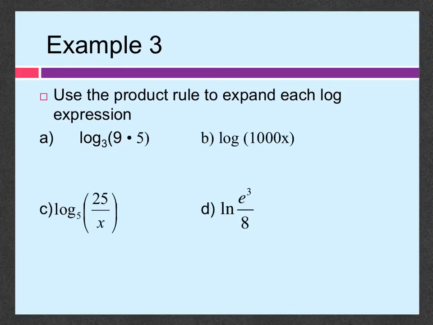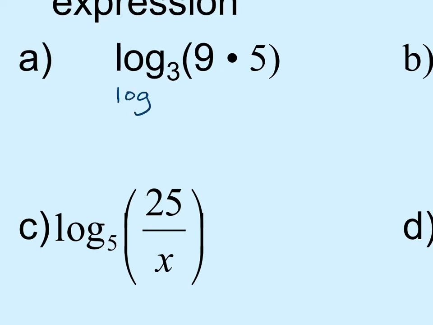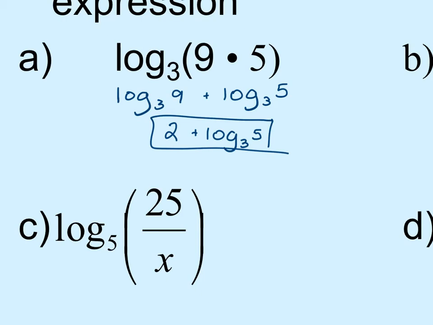All right. Now it says use the product rule to expand each log expression. So if I look at A, I've got log base 3 of 9 times 5. How do I expand when it's multiplication? Addition. This becomes log base 3 of 9 plus log base 3 of 5. Is there something there that can be reduced or simplified? Is there a number I can raise 3 to get to 9? 2. Is there a number I can raise 3 to get to 5? No. So it will stay as 2 plus log base 3 of 5.